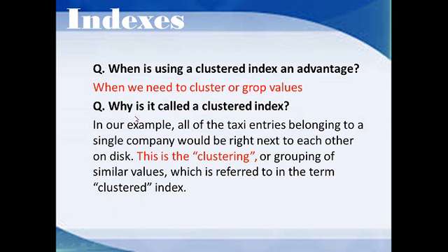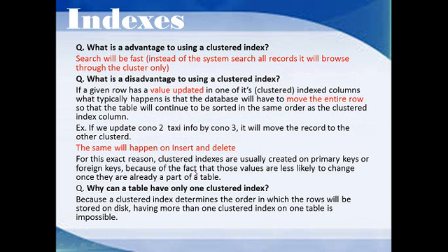And why is it called clustered? Because it is clustering. It is grouping similar things together. In our example, as we saw the taxi information, the entries belonging to a single company would be right next to each other on a disk. This is called clustering or grouping things in a similar fashion. What is the advantage of using a clustered index? It will enhance searching.